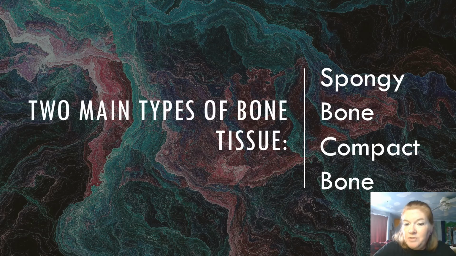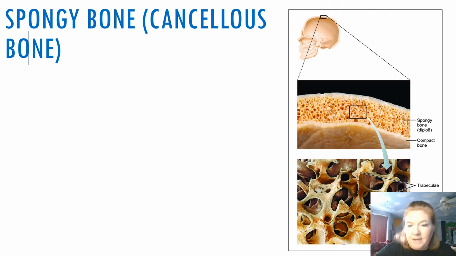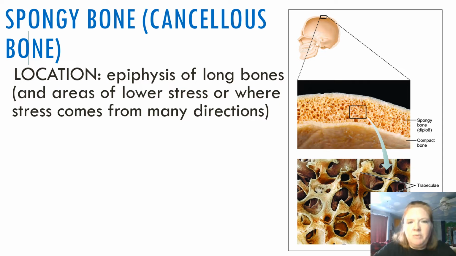All right, so now we have two main types of bone tissue. We have spongy bone and we have compact bone. So let's look at them. First, we have spongy bone. So think about what a sponge looks like, all those pores, those openings. Spongy bone or cancellous bone is also full of those holes. Where is it located? Well, the epiphysis means the end of long bones. Also in areas where there's lower stress or where the stress could come from a multitude of directions.